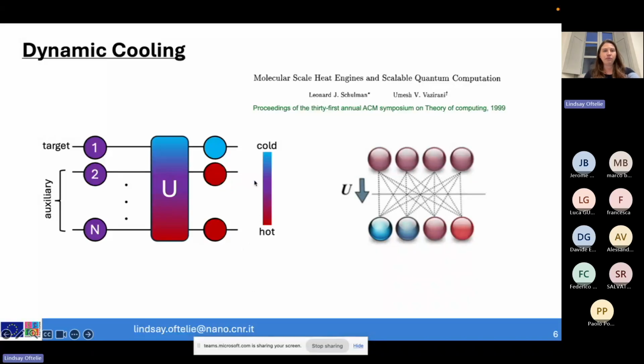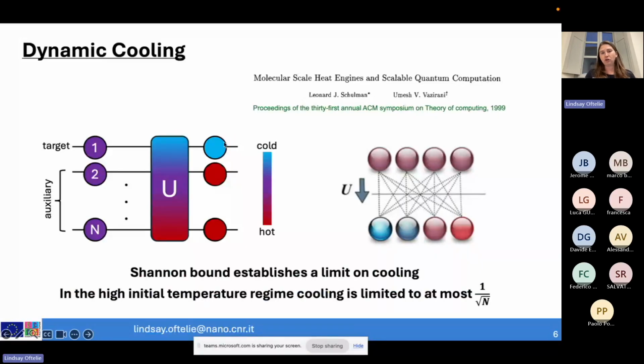And in this setup, we assume we have a system of n qubits all at the same initial temperature. We're going to apply a global unitary to the entire system, which will have the effect of cooling our target qubit while heating up the auxiliary qubits. And the assumption here is that we'll use our cooled target qubit for computation and throw away our heated up auxiliary qubits. Now, this is a closed system, which means that the entropy cannot decrease. And so this puts a bound on the coldest that we can get this target qubit, known as the Shannon bound.